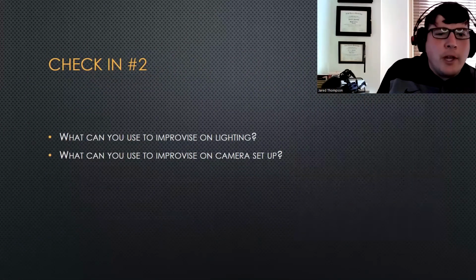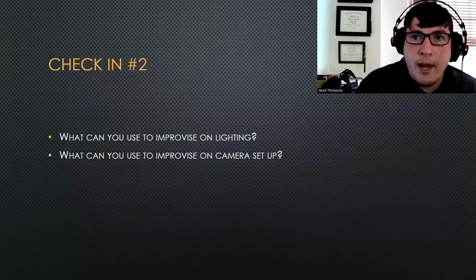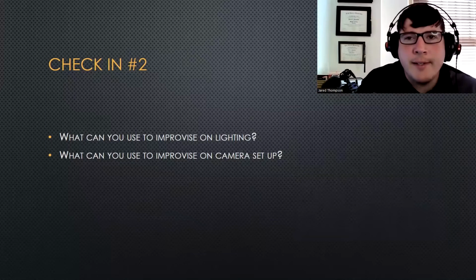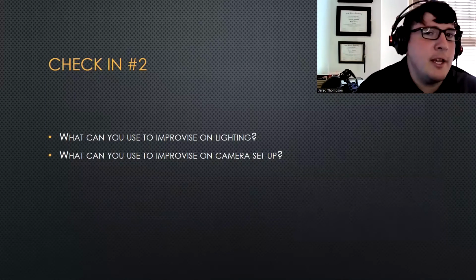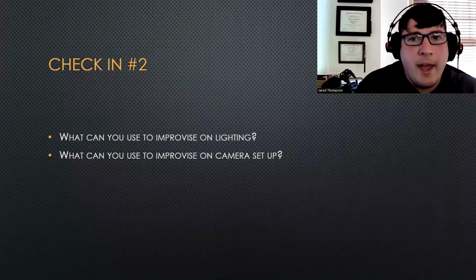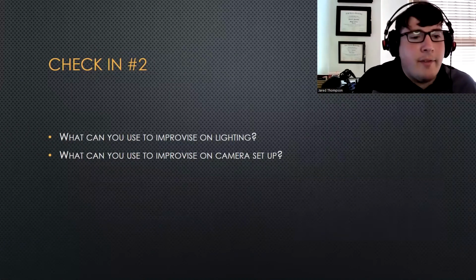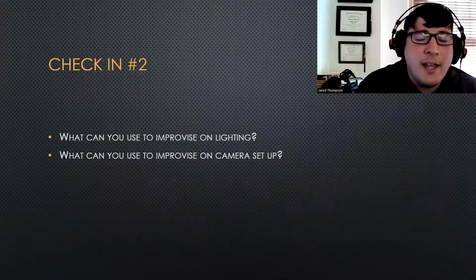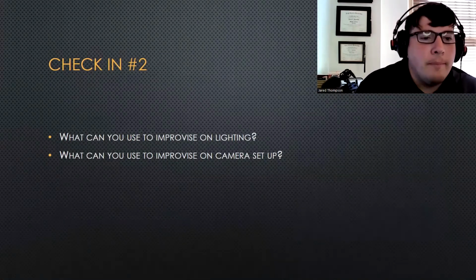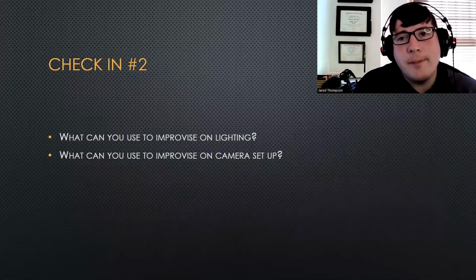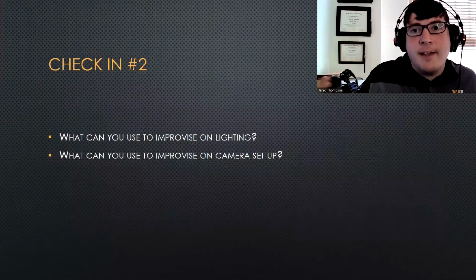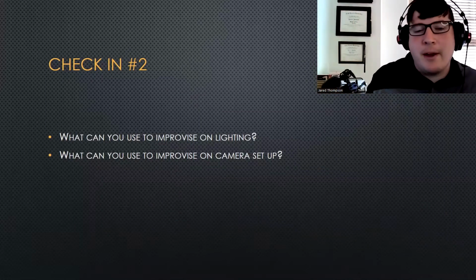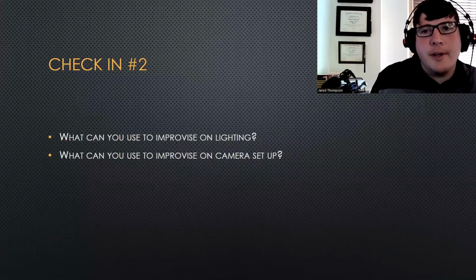So, another check-in point here real quick. Think about what you might have access to. What can you use in your own settings, in your own office, your own home, wherever you might be, to improvise on lighting? Think about lamps that you might have, any type of lights that you might have. Maybe you want to order a ring light. And think about how you can improvise on setting up your camera in places that might work well for you at your home. Again, it can be something as simple as taking a sheet that you might have and putting it up on a wall behind you so you don't have a busy background.